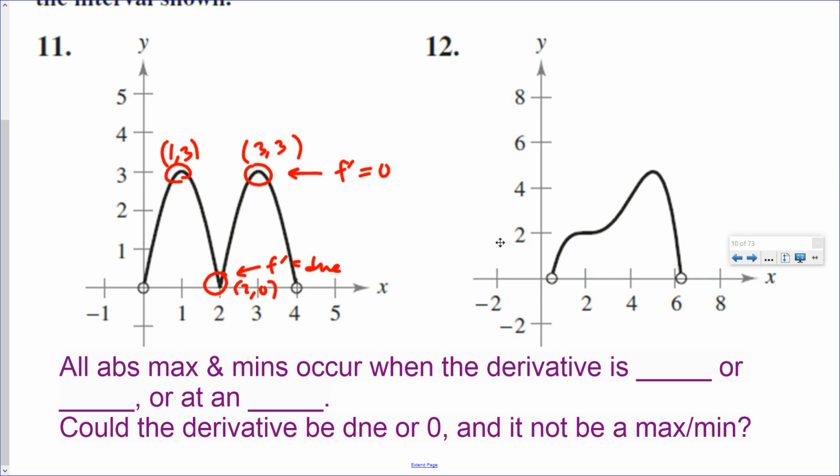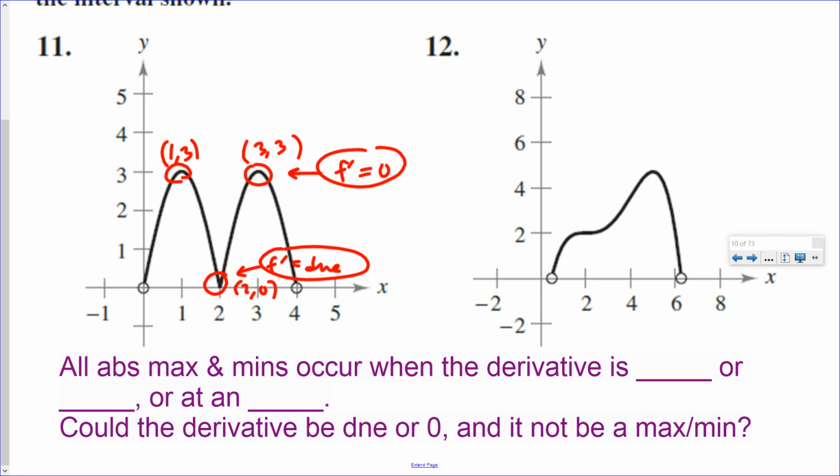Now, before we get too far along, though, I want to point something out. The absolute maxes and mins are always going to occur where f prime is 0 or f prime is undefined, or it'll occur at the endpoints, okay? But just because f prime is 0 doesn't mean there's a relative max or min. Okay, and let me point that one out.